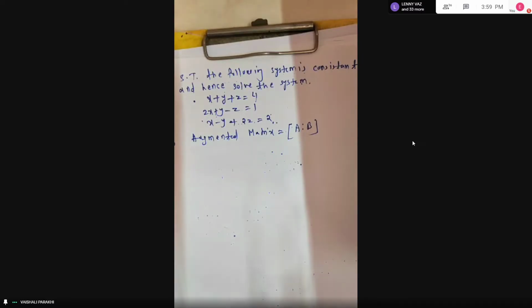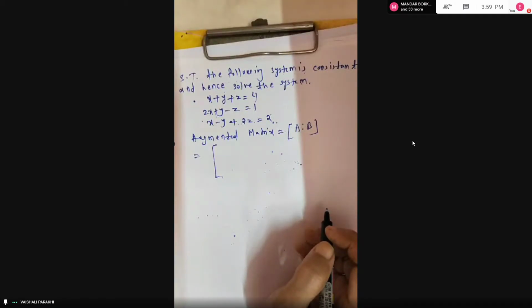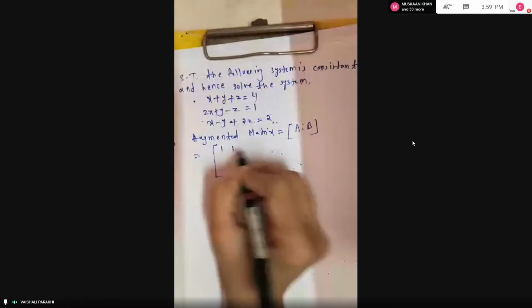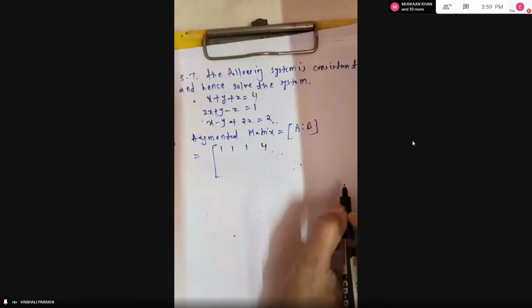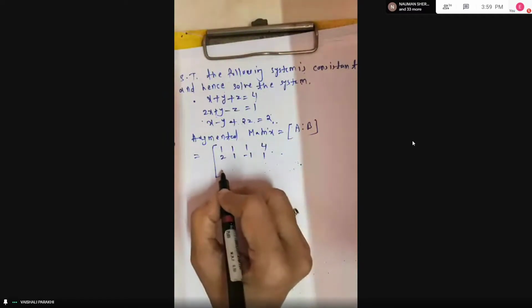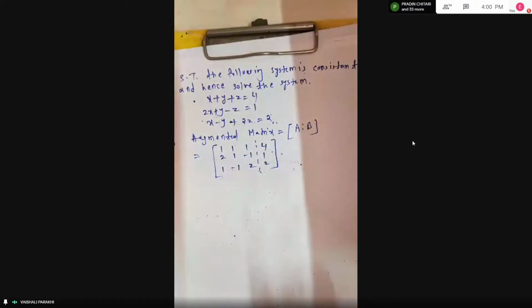So for this problem, what will be the augmented matrix? What will come here first? Lenny, can you tell me? Augmented matrix. Hello, Lenny. 1 1 1 4, 2 1 minus 1 1, 1 minus 1 2 2. Very good. And then this is a partition line. Okay, so this is our augmented matrix.